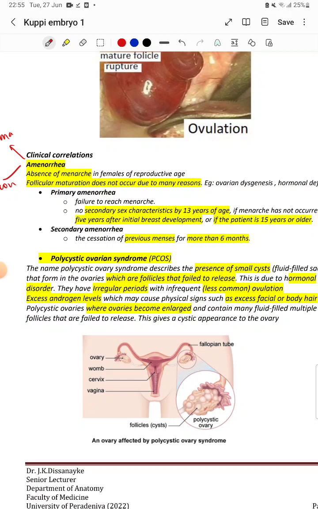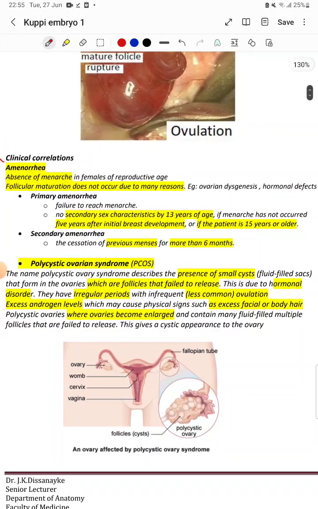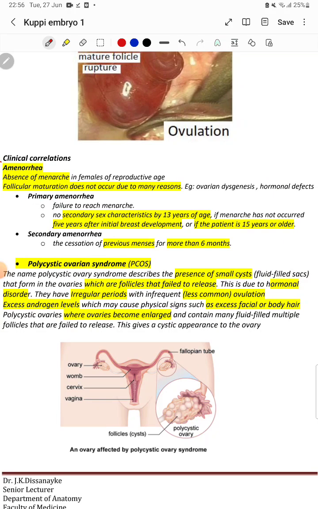And you can classify this if the secondary sexual characteristics haven't developed by age 13, and if the menarche hasn't occurred 5 years after initial breast development, or if the patient is 15 years or older. Things like that can help you identify, okay, so is this primary amenorrhea or not?